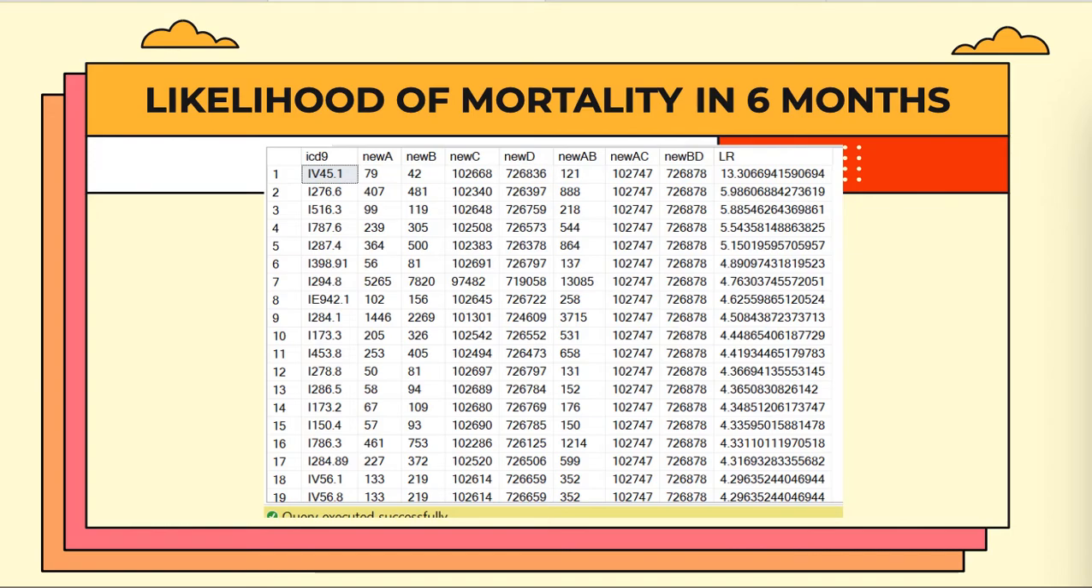Next, this is the likelihood of mortality in 6 months. We are able to do that through decreasing the specificity of the ICD-9 codes. Once we are able to do that, we are able to determine the weight of the morbid condition. Because there are so many ICD-9 codes, we make the ICD-9 codes more generalized so that we are able to determine it a lot more quickly and efficiently.